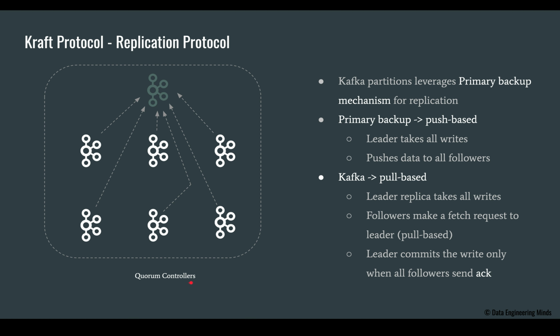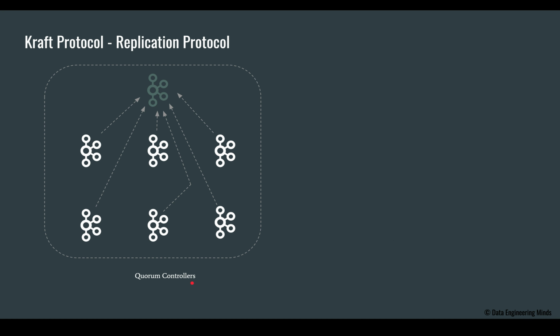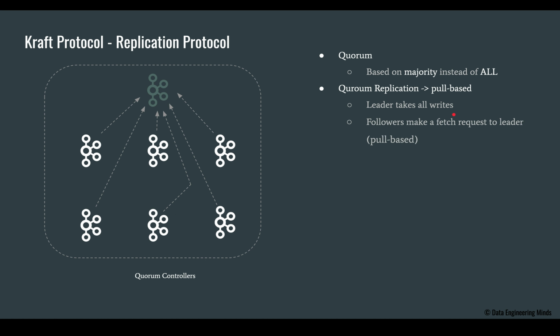So that's why in case of a quorum controller, we are going for another replication mechanism called quorum-based replication. So first, what is actually a quorum? Quorum is based on the concept of majority instead of all. So in quorum-based replication, if a partition has multiple replicas, then the leader replica will take all the write operations. For example, the writes coming from the producer applications. And then, similar to a pull-based method, the followers will make a fetch request to the leader and then they will update their replicas. But the real difference between the quorum replication and the primary backup mechanism is, in case of a quorum replication, the leader will commit the write operation when it receives an acknowledgement from a majority of followers, including itself, rather than waiting for all the followers.